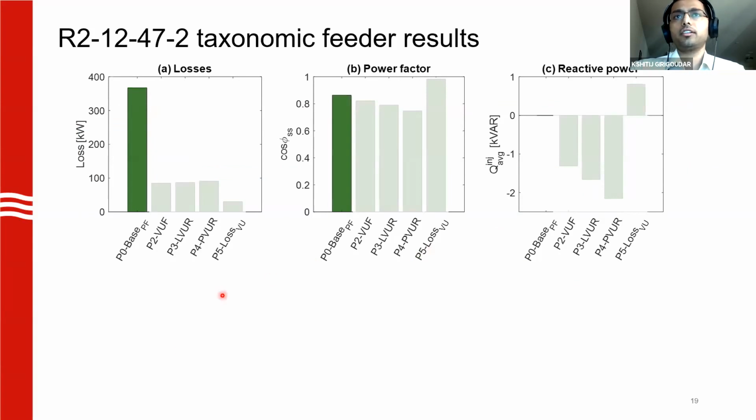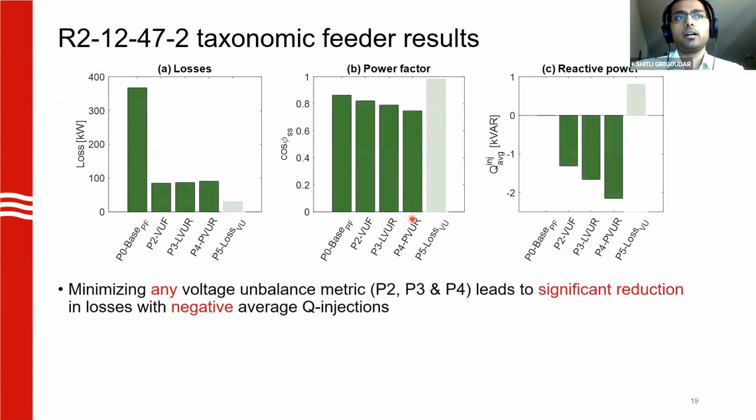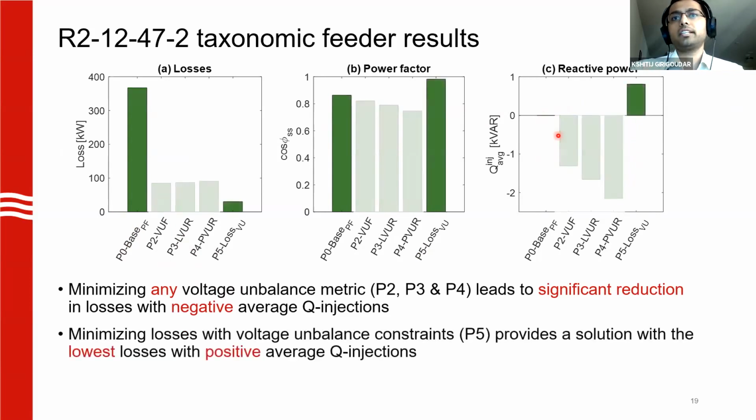So looking now at the other power quality metrics, for the base case, the losses are really high since we don't use the reactive power injection of the inverters. Minimizing any of the unbalanced metrics considerably reduces the losses, but the power factor of the substation goes down because now we have negative reactive power injection for all of the three cases. So the best case for this feeder is P5, where we minimize loss subject to unbalanced constraints. So we see the lowest losses, and we also see the power factor is better because now we have a positive reactive power injection.